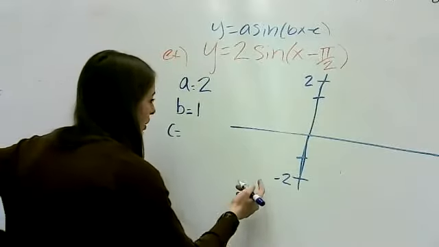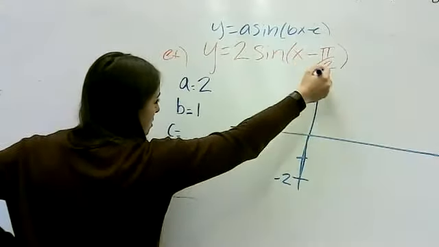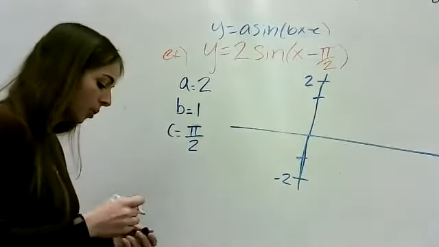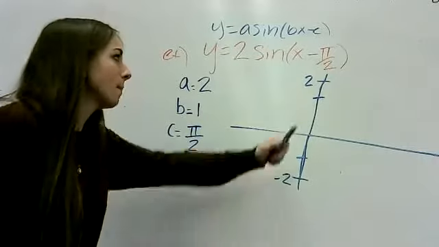Our c value here is whatever's subtracted off, so it's pi over 2. A lot of people will go ahead and say, well, this is a negative pi over 2. It's minus pi over 2.